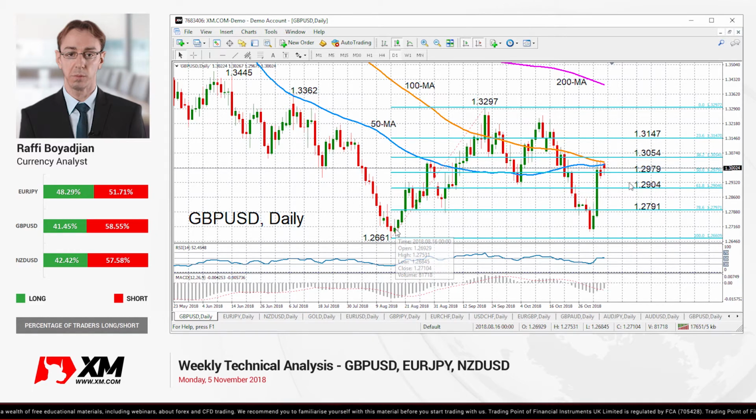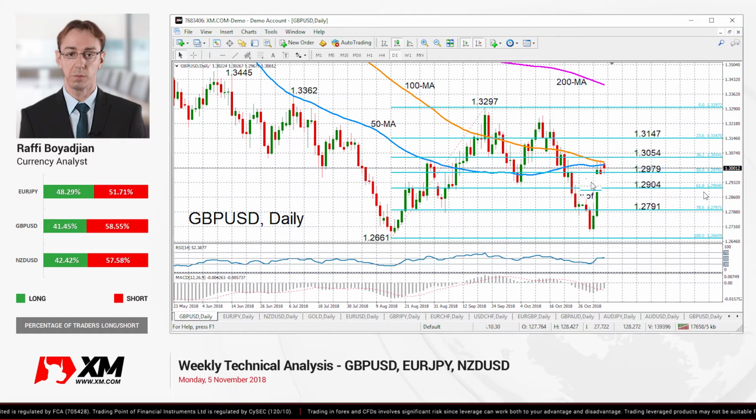But between the current price action and the 1.2661 low, we could likely see support initially at the 50% Fibonacci at 1.2979, and then a key level at 1.29. That's the 61.8% Fibonacci, and then just below the 1.28 level at 1.2791. That's the 78.6% Fibonacci. Let's now turn to euro yen.